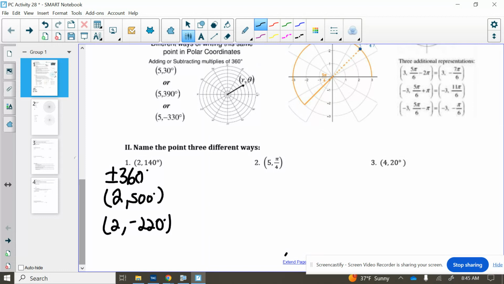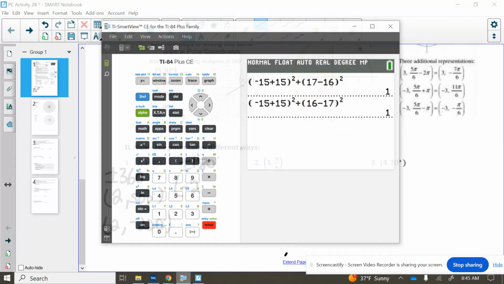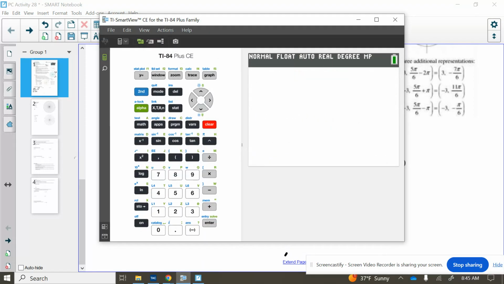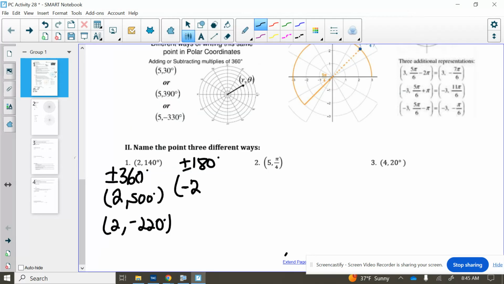Another way that we could write this is if we change this r value to be negative 2, then you could add or subtract 180 degrees. So if we made this a negative 2, 140 plus 180 would also work, or 140 minus 180 would work. In each case, we would make that r value negative. So negative 2, 320 would be a location, or negative 2, negative 40.